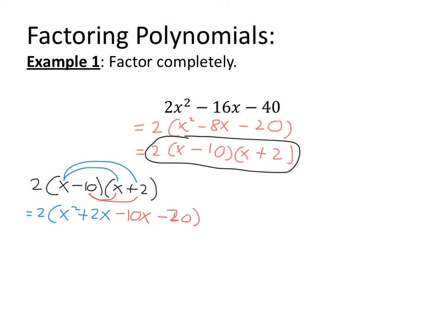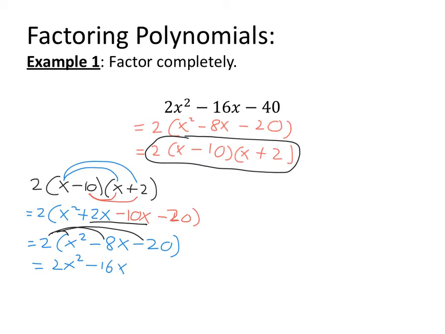And then we'll just add those like terms in the middle there. And that gives me 2 times x squared minus 8x, and then minus 20. And then lastly, I'll just distribute this 2 to each piece. And that gives me 2 times x squared, or 2x squared. And then 2 times negative 8 is a negative 16, so I'll have a negative 16x, and 2 times negative 20 is a negative 40. And that's exactly what I started with, so I factored it correctly.